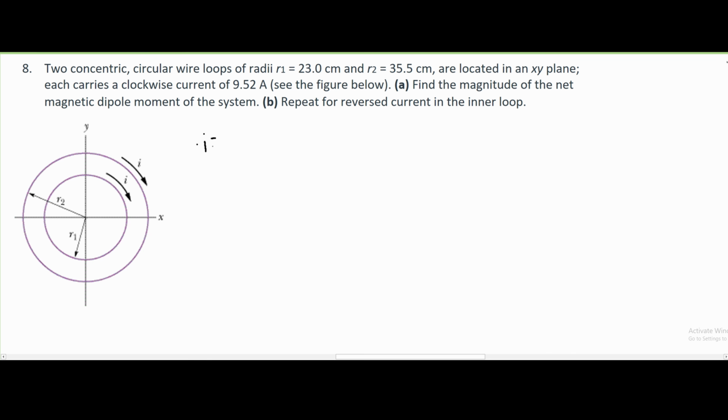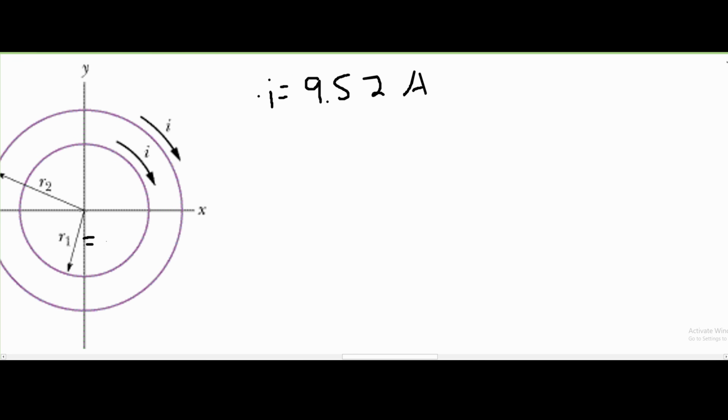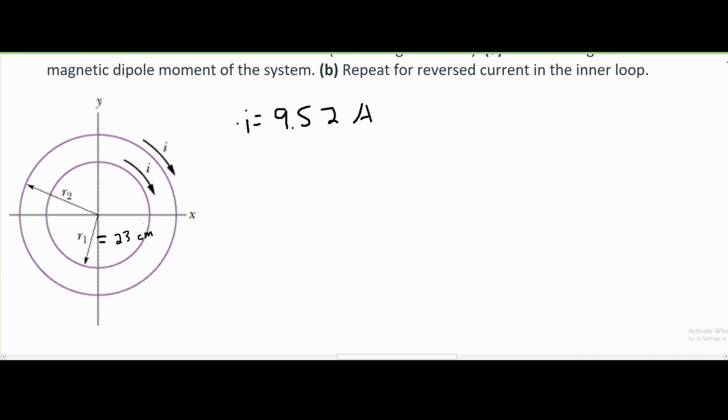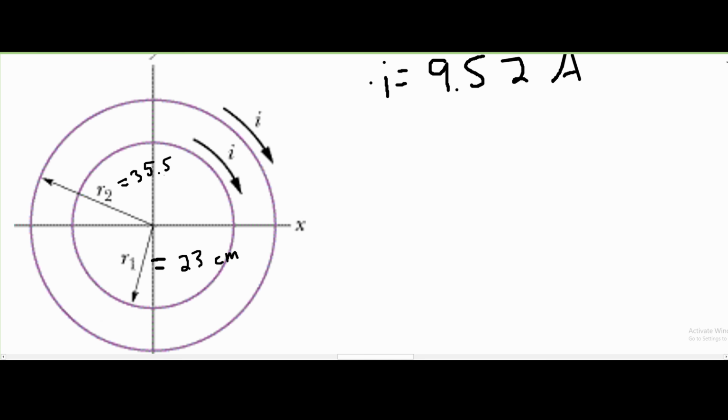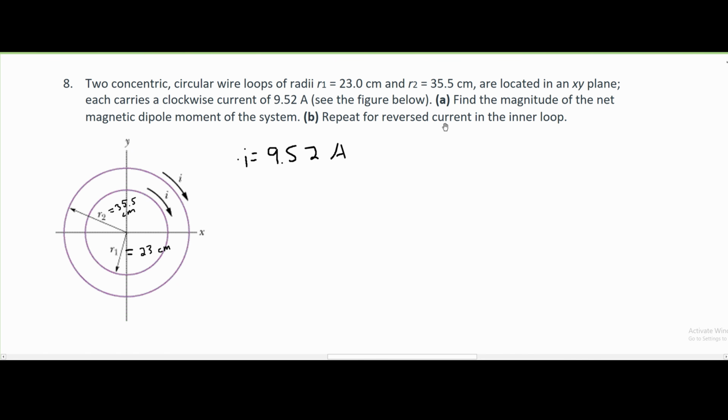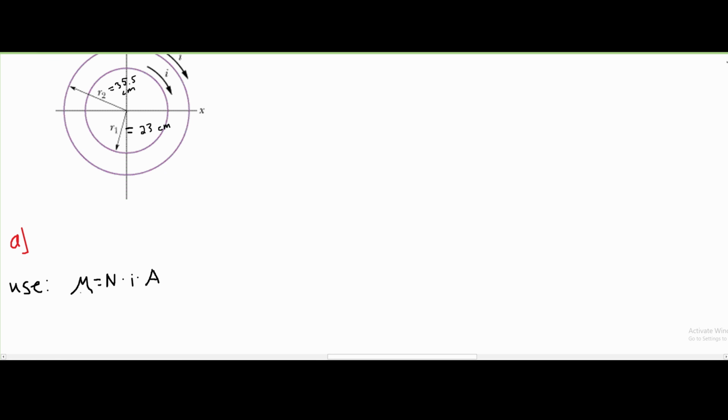We have our I equal to 9.52 amps, our R1 equaling 23 centimeters, and our R2 equaling 35.5 centimeters. To find the magnitude of the net magnetic dipole moment, we are going to have to use this formula. We have the magnitude equal to the number of turns in the wire times the current of the wire times the area of the wire.